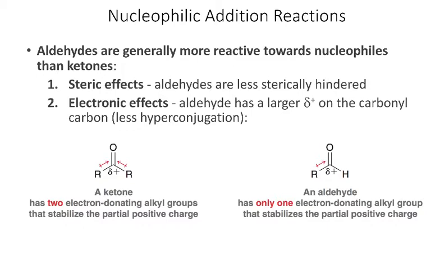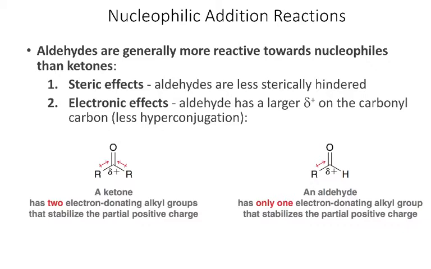Now, for the most part, aldehydes are generally more reactive towards nucleophiles than ketones, and there are two factors that lead to this. One is steric effects. When we have the ketone, the carbonyl carbon is attached to two other carbons, and so there's more stuff to get in the way. In the case of an aldehyde, it's only attached to one other carbon. The hydrogen has much less steric interaction than a carbon atom with a bunch of stuff attached to it. So the aldehyde is just more easily accessible to the nucleophile.